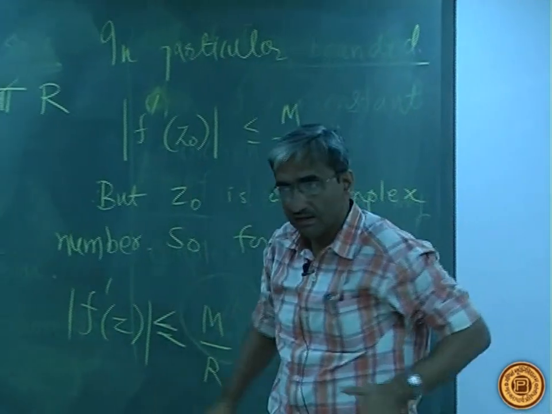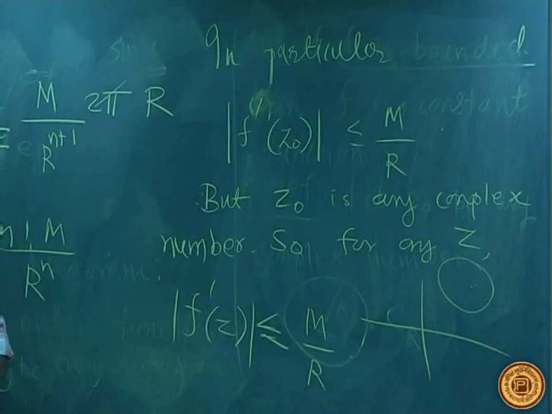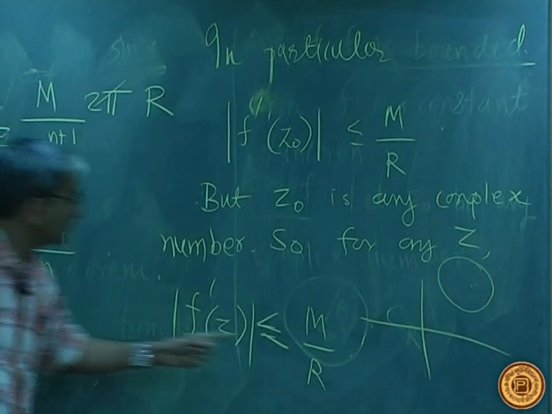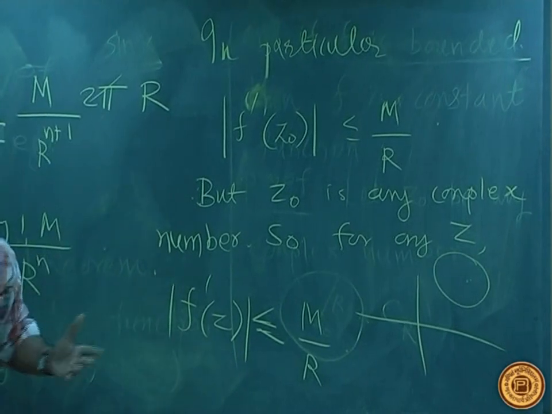Is this clear? Is this idea clear to you? Therefore we can take the limit as R goes to infinity in this, and then we get that this will become 0, that is, mod F dash Z is 0, that is, F dash Z is 0.